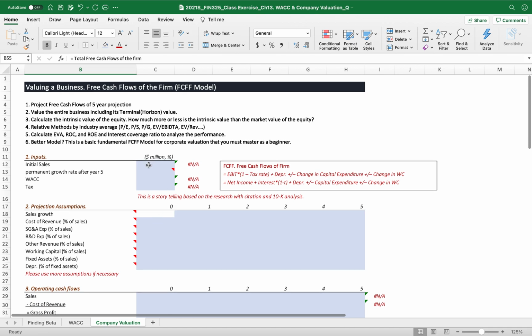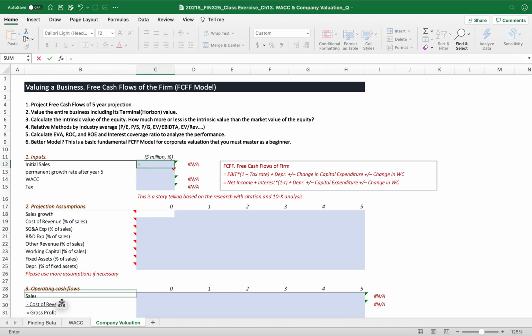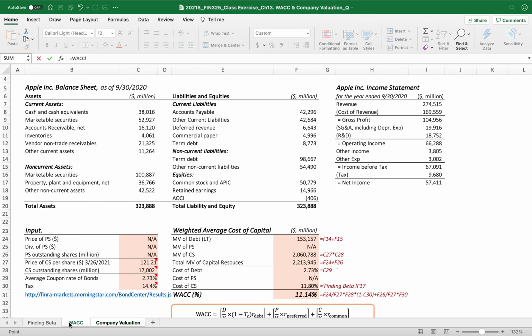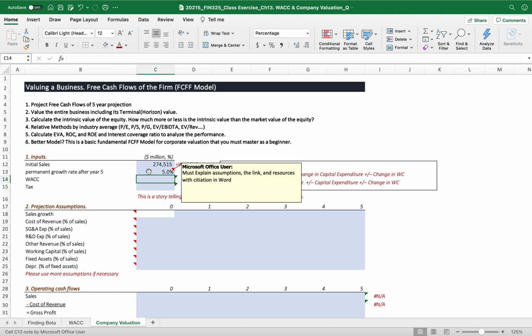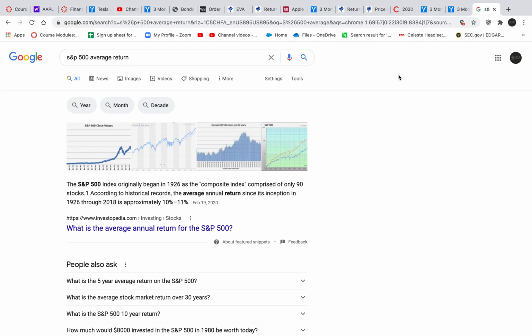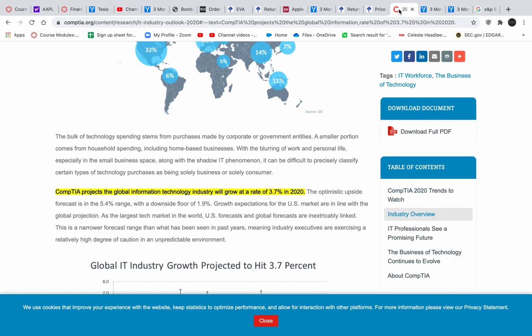So the initial sales, how much was the initial sales? Where did you get this information? Right, there you go. We collected this from the income statement, and then the permanent growth rate after 5 years. I put 5%. Okay, as long as you explain how you get this 5%, totally fine. So for me, I found the 5%.